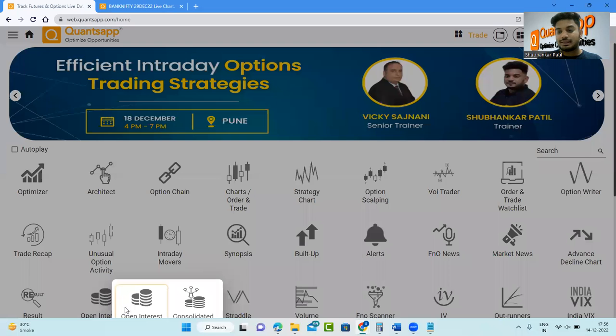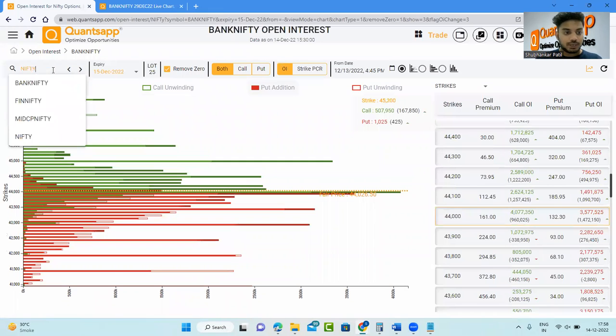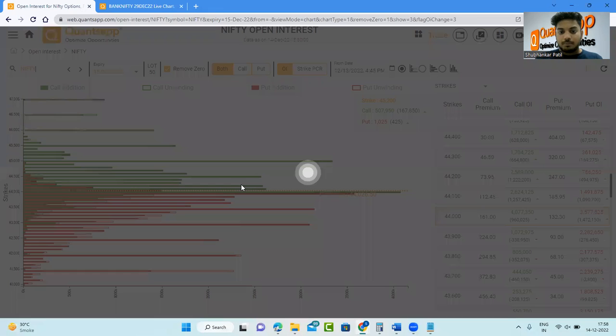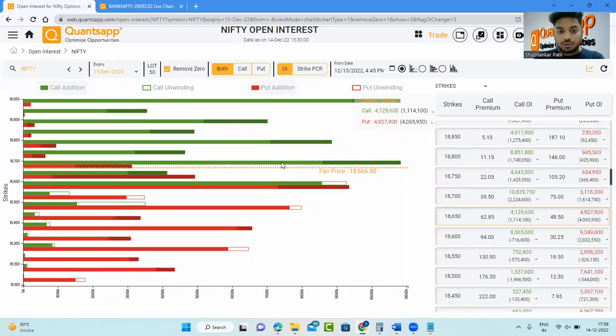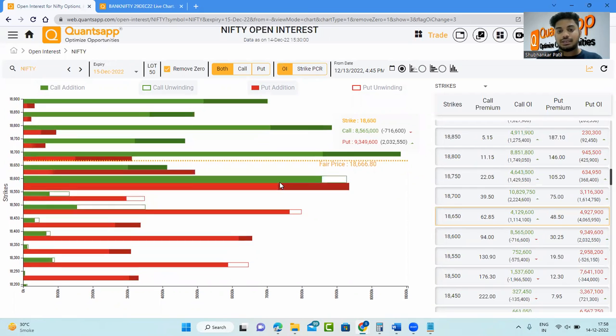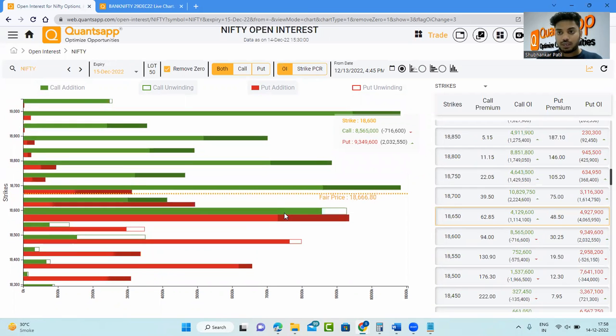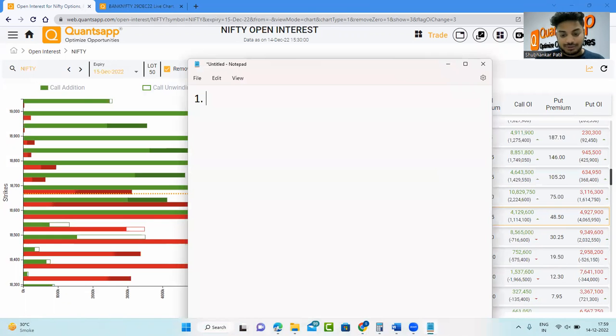Now, how do we exactly read this indicator? It is very simple. Let's select Nifty, then we will come to Bank Nifty as well. The green color bars in the app show us the call open interest. The red color bars show us the put open interest. This has to be a crucial indicator because it helps us in gauging sentiments. We can see how the OI has changed in a day and gauge the sentiments of the market.